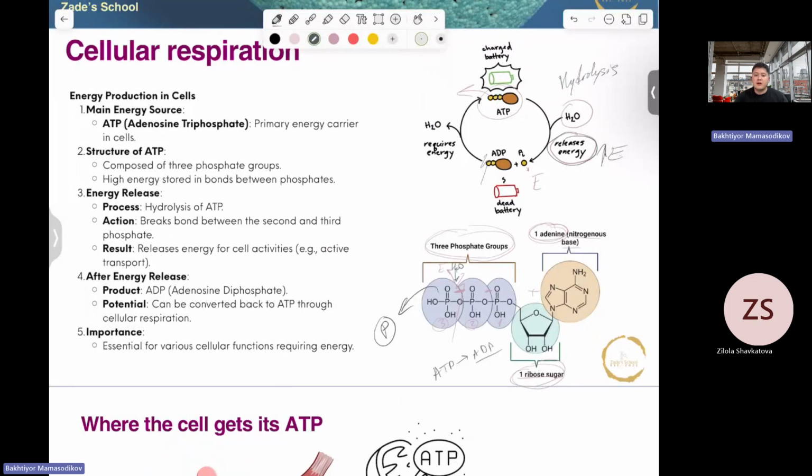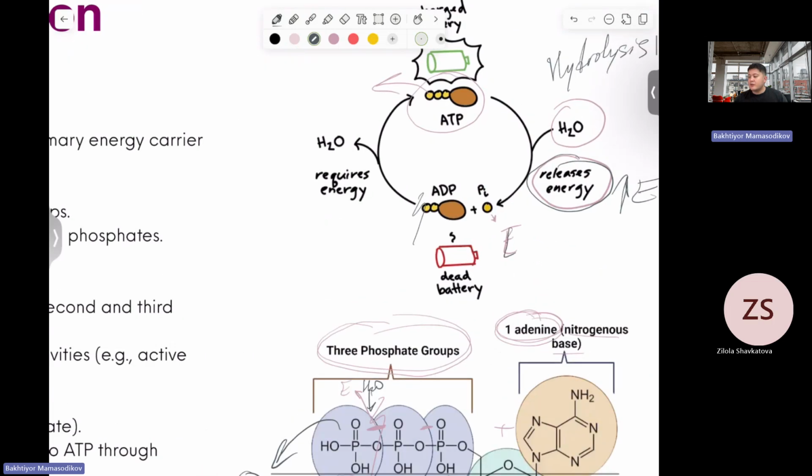Okay, any questions so far? When it becomes ADP, the energy is released. Always the energy is released. Okay. Any questions?